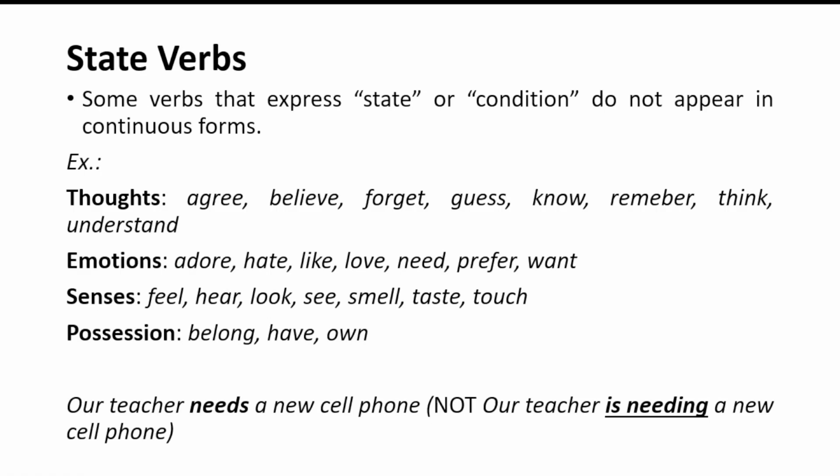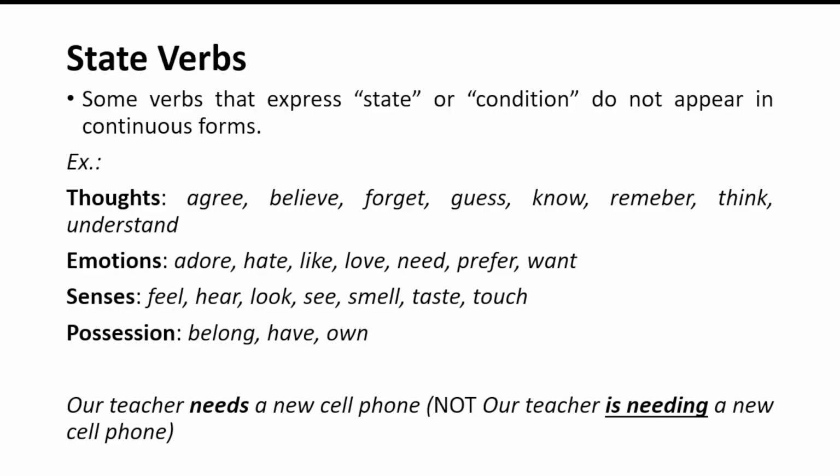So, what are the state verbs in English? Some verbs that express state or condition do not appear in continuous forms. For example, verbs that are thoughts: agree, believe, forget, guess, know, remember, mean, think, understand. Verbs like emotions, for example: adore, hate, like, love, need, prefer, want. State verbs like senses, for example: feel, hear, look, see, smell, taste, touch.